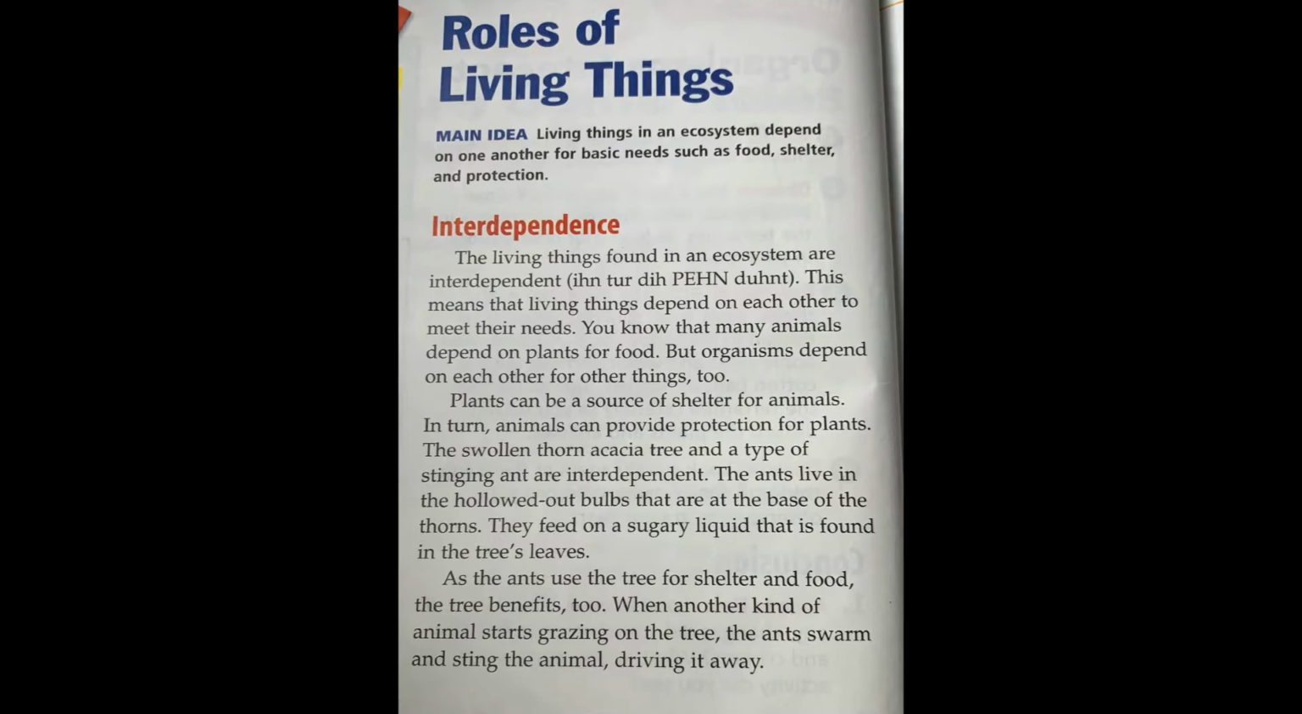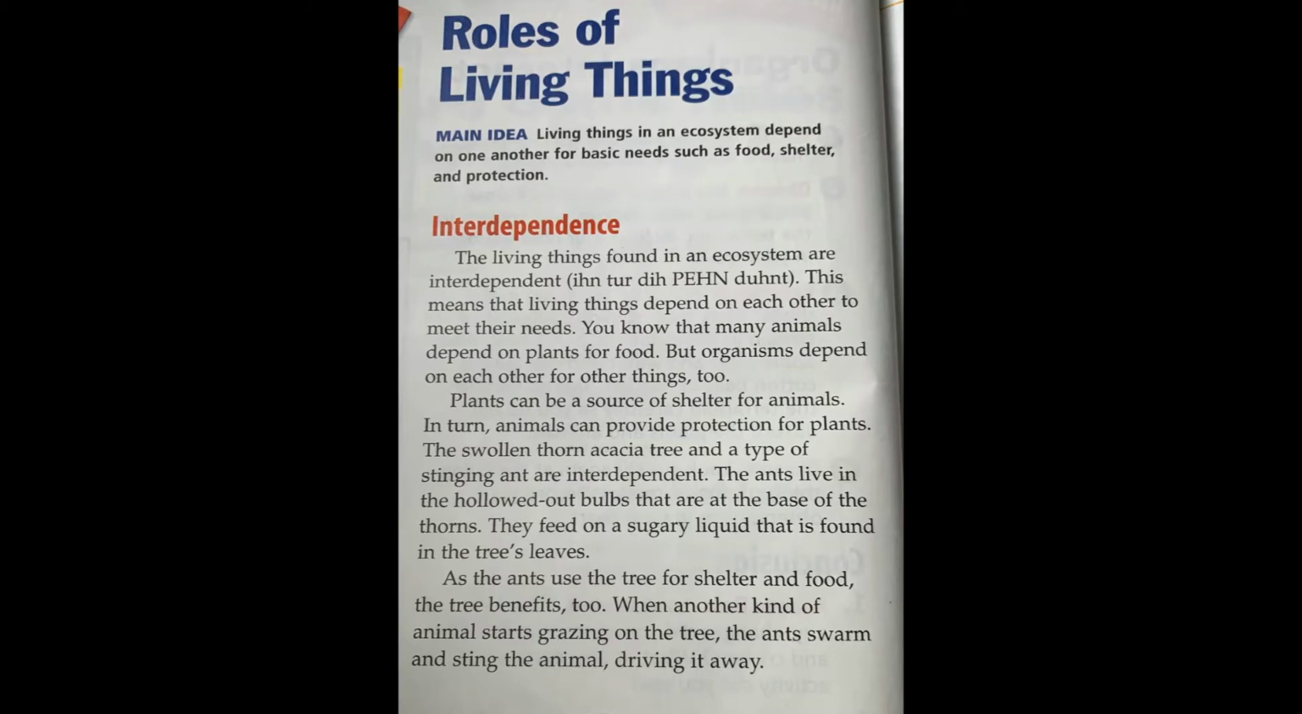This means that living things depend on each other to meet their needs. You know that many animals depend on plants for food, but organisms depend on each other for other things too. Plants can be a source of shelter for animals. In turn, animals can provide protection for plants.